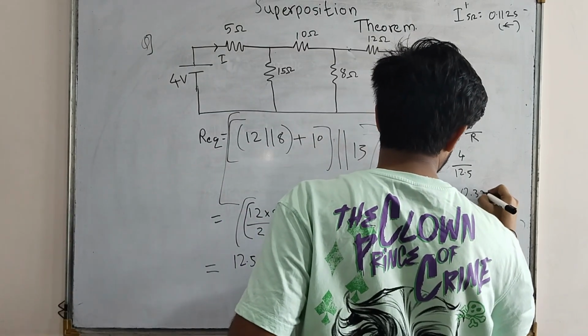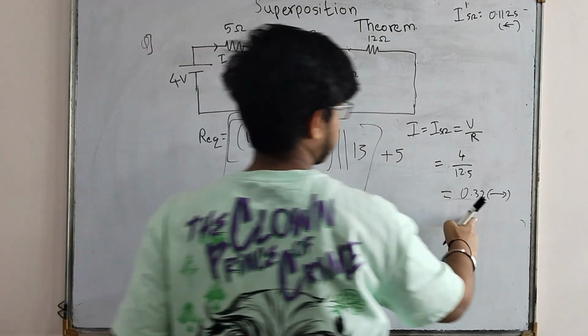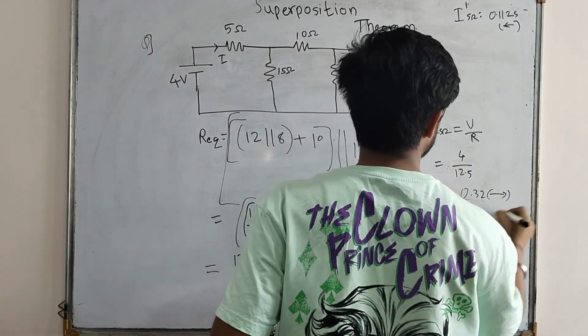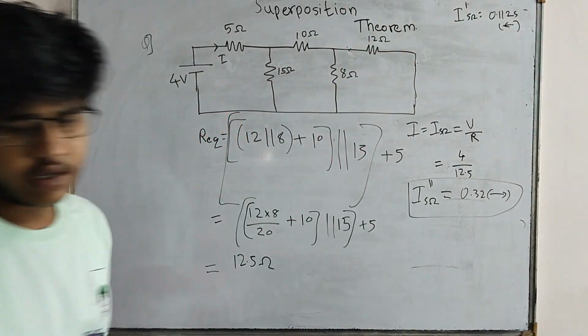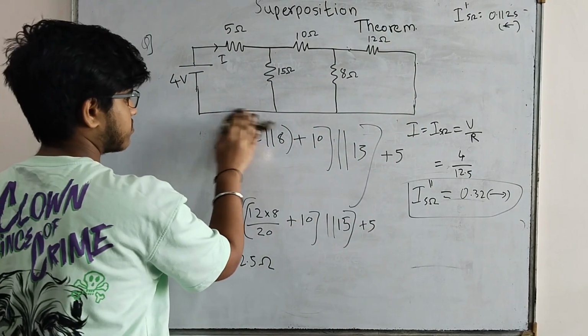0.32 flowing in this direction. The current is flowing in this direction. So this is our I through 5 ohm case 2. Okay. Now let's apply the superposition theorem. I will rub this first.